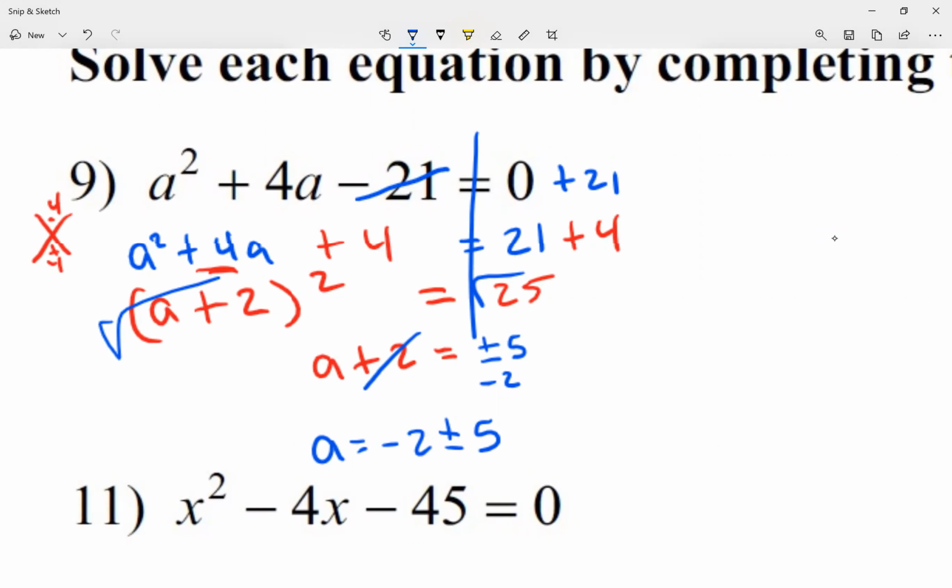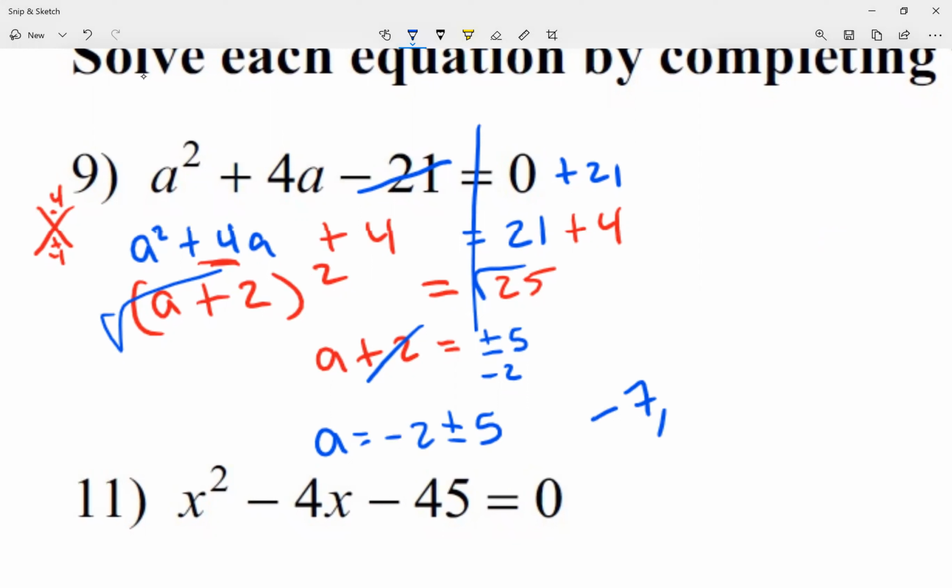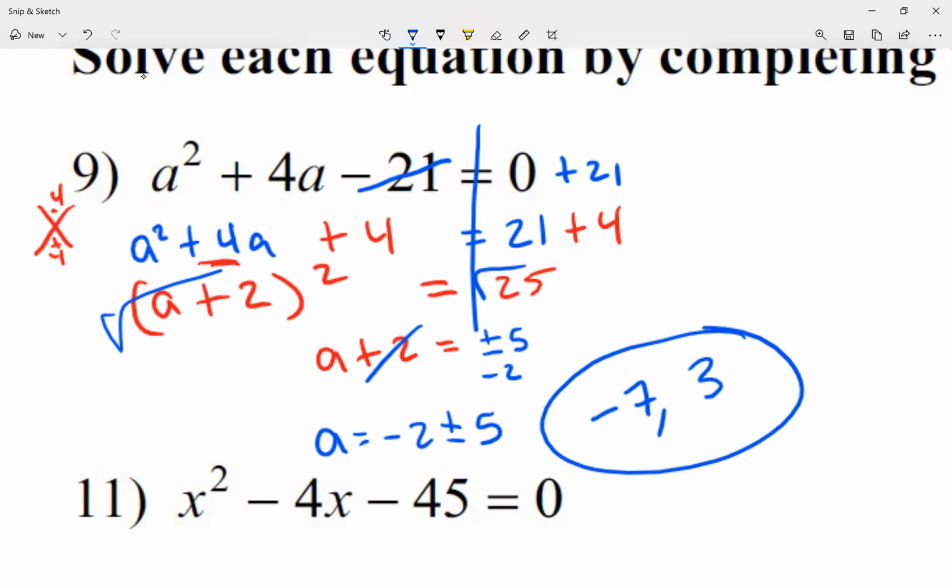Now, let me actually use a plus or minus to come out with my answers. If I use the minus sign, and in my case, I'm going to use the minus sign first, negative 2 minus 5 gives me my first answer. It is negative 7. If I use the plus sign, negative 2 plus 5, it gives me my second answer. It is 3. Those are my 2 answers.